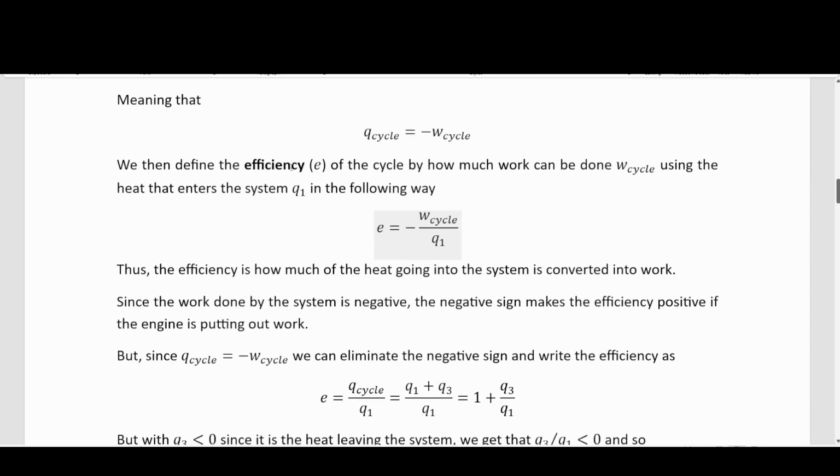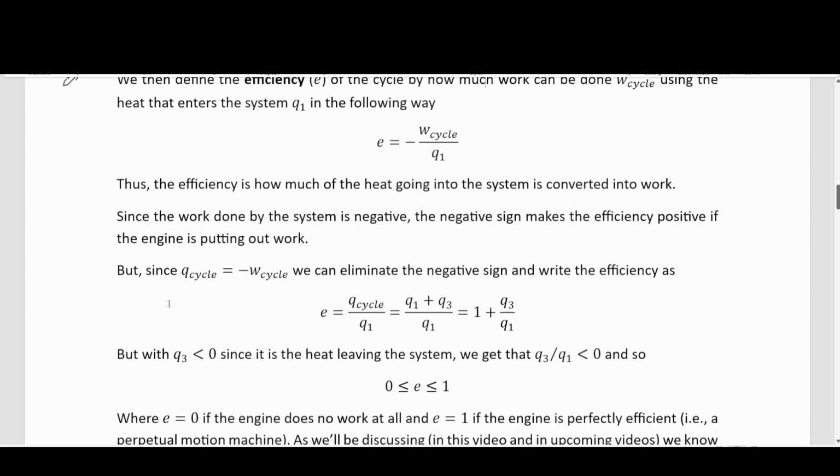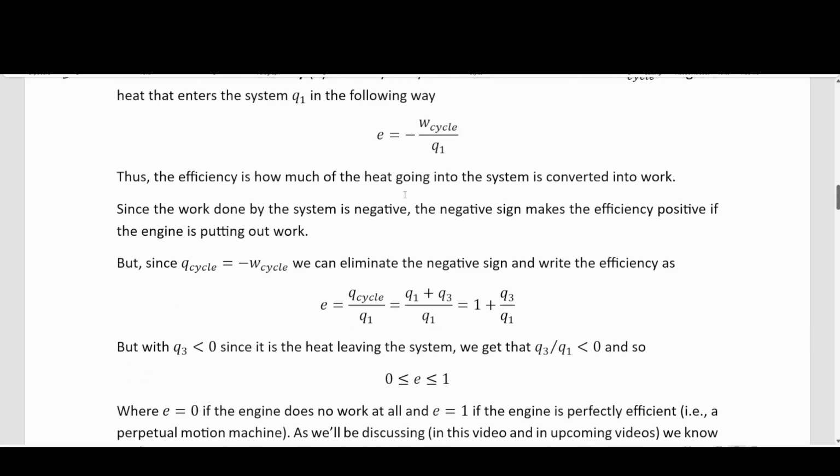We then define the efficiency, this E here, by how much work can be done, so the W cycle, using just the heat that enters the system. The heat entering the system is the energy of our engine, and so we want to know how much work we can get out of the energy that's entering the system. We define it as W cycle over Q1, where Q1 is the heat entering, and we set it negative like this. Thus the efficiency is how much of the heat going into the system is converted into work.